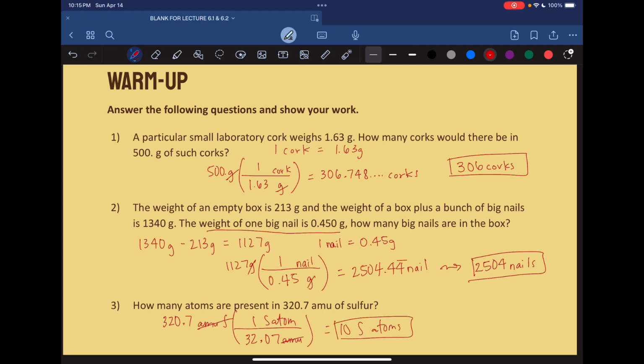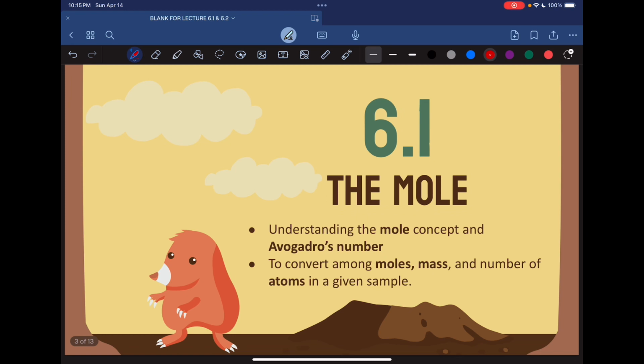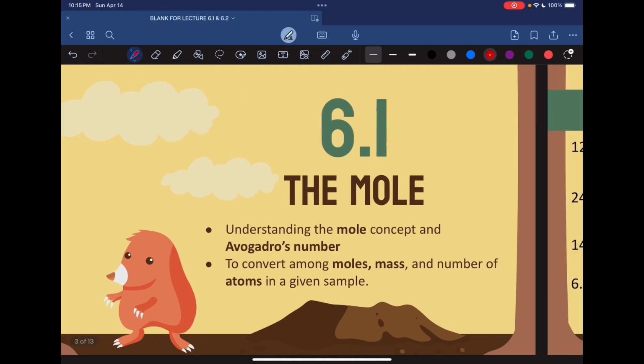Great job. Now, here's 6.1, understanding the mole concept and Avogadro's number. And you're also going to learn how to convert among moles, mass, and number of atoms in a given sample.